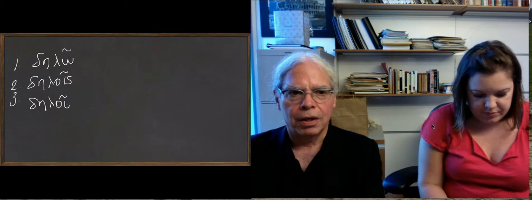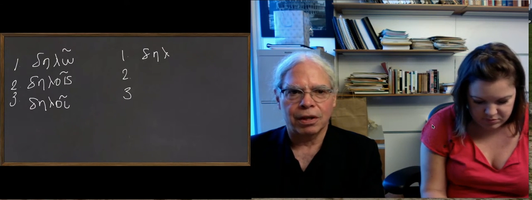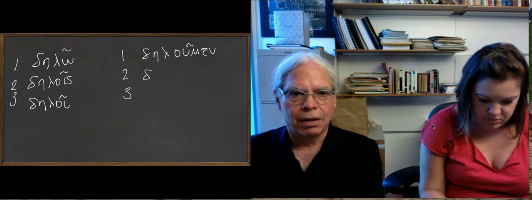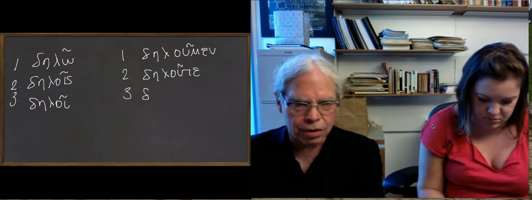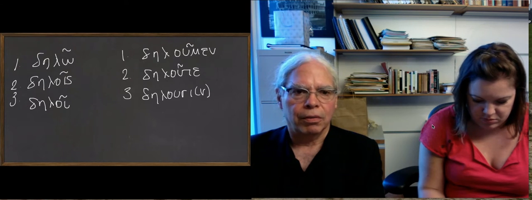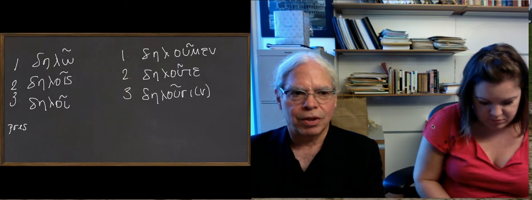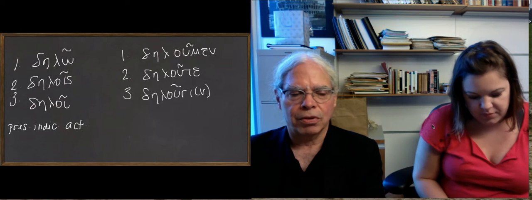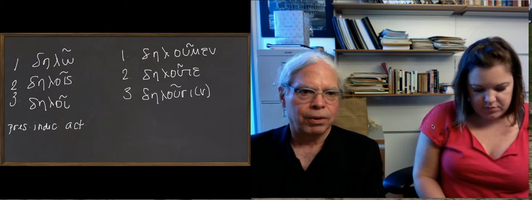And in the plural, it's going to be deloumen, and then annoyingly consistent, deloumen, with the circumflex over the OU, deloute, circumflex over the OU, and delousi, again with the circumflex over the OU. So you've got the advantage of consistency in the plural, but what's happened is that so many distinctions have collapsed that you can't tell whether deloís and deloí are actually optatives, right?